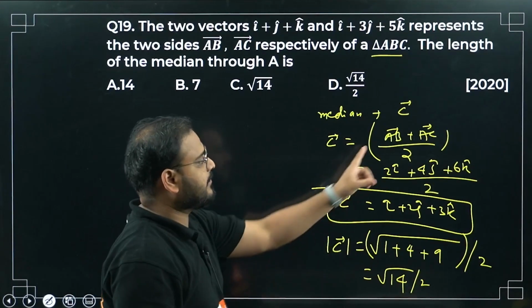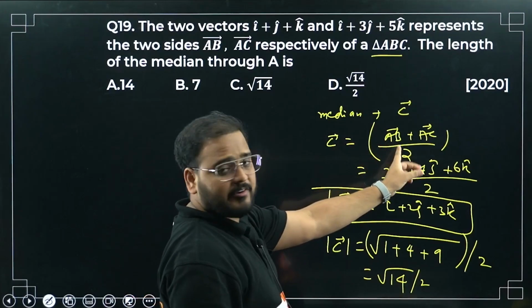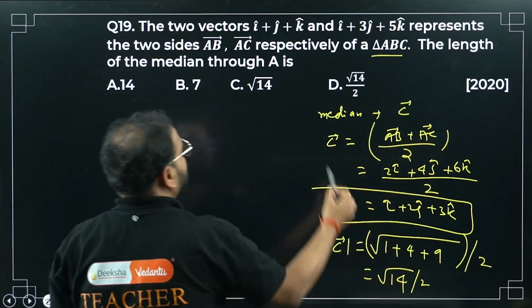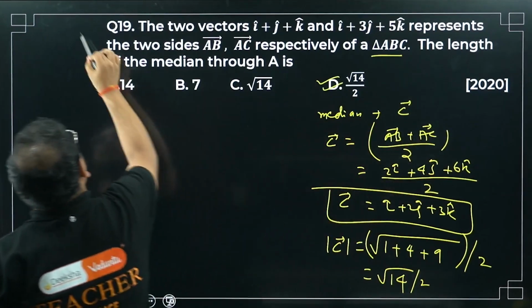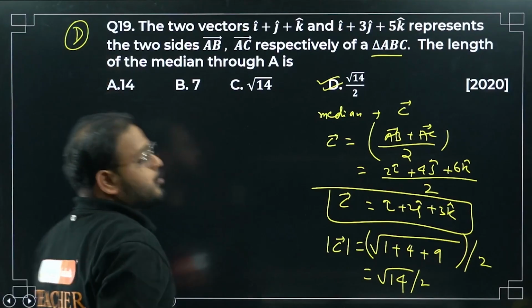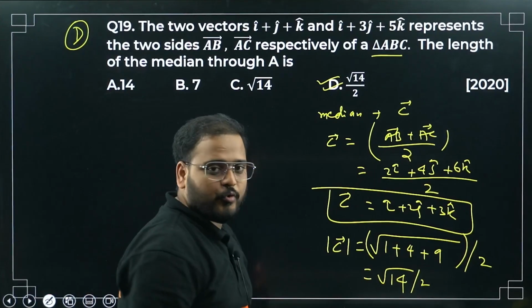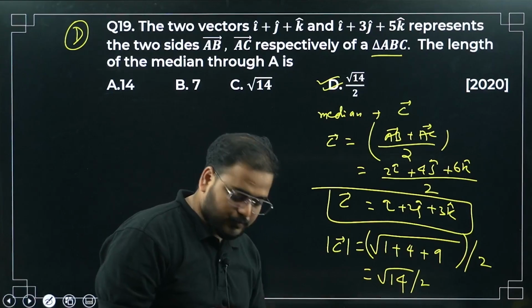The formula itself is having what? C is given by vector A plus vector B by 2. So option number D will be correct. Please forgive me, I missed out on the 2. Option number D is correct. So root 14 by 2. Root 14 by 2. Please check here.